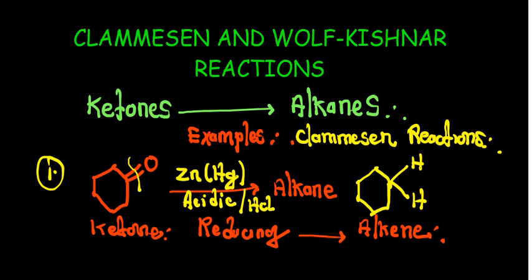So the Wolff-Kishner reaction is equally the same thing. We are just trying to reduce the ketone into an alkane. Sorry, this is not an alkene. This is an alkane. There's no double bond there, so this is an alkane. The main aim of the Wolff-Kishner reaction, as well as the Clemmensen reaction, is to make sure that we reduce the ketones into the alkane.